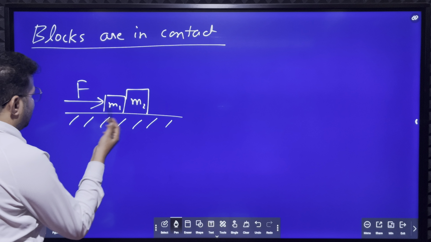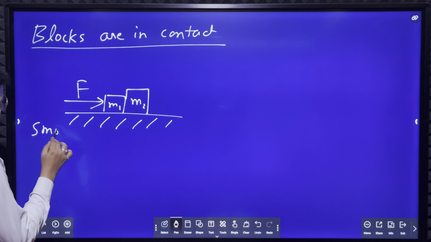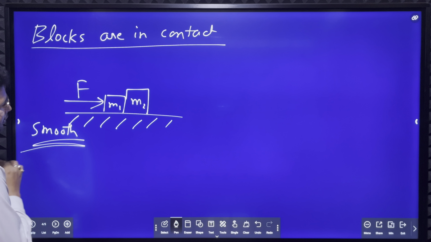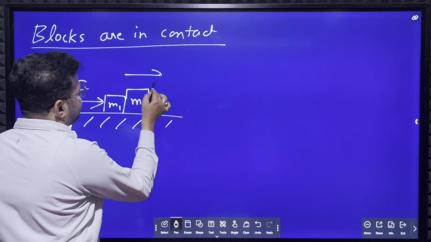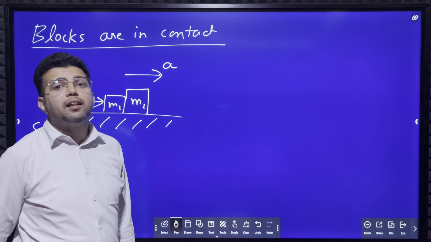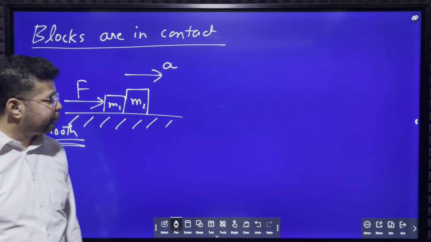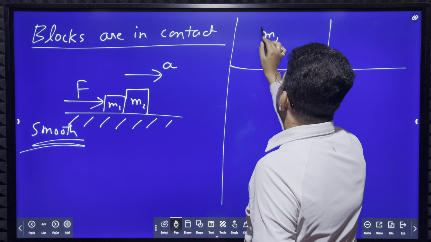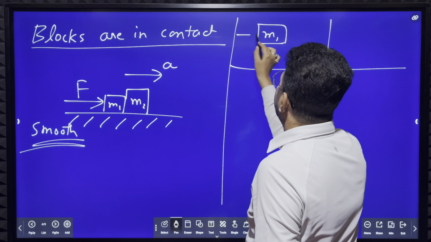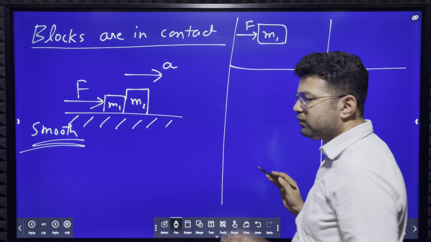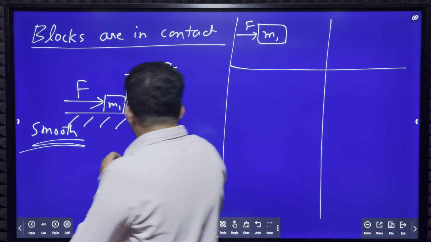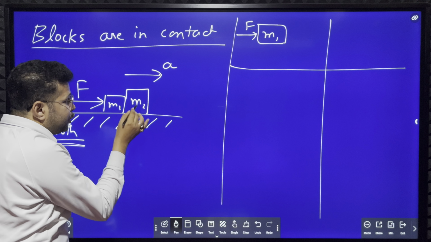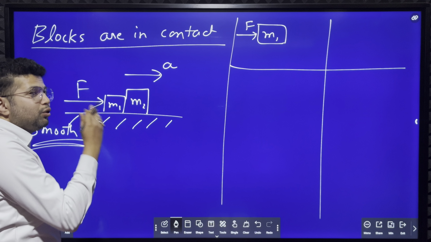Because of the force, since this surface is smooth, meaning frictionless, these masses get accelerated. Say the acceleration is a. Now we will write the free body diagram of m1. On m1, which are all the forces acting? One force acting is F. That is very clear. Now you see, this m2 is not easily allowing this m1 to go forward, correct?